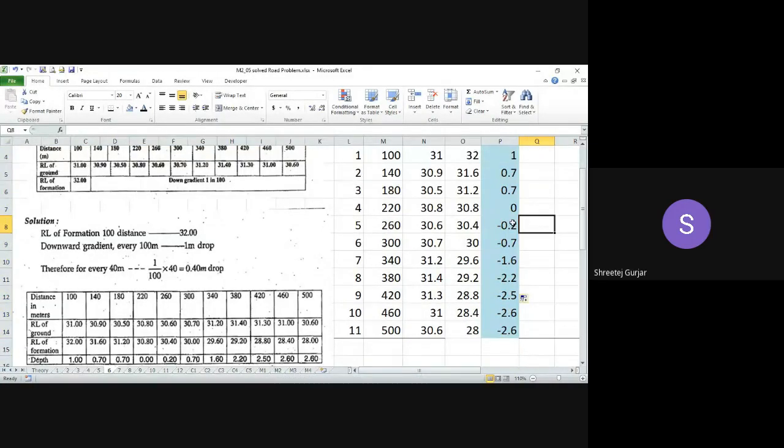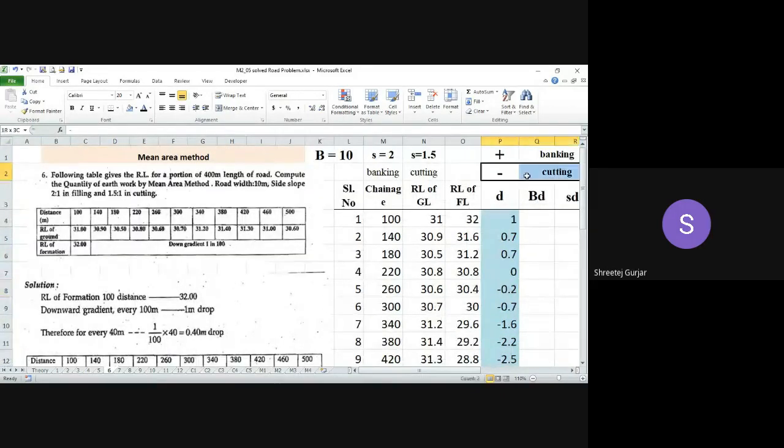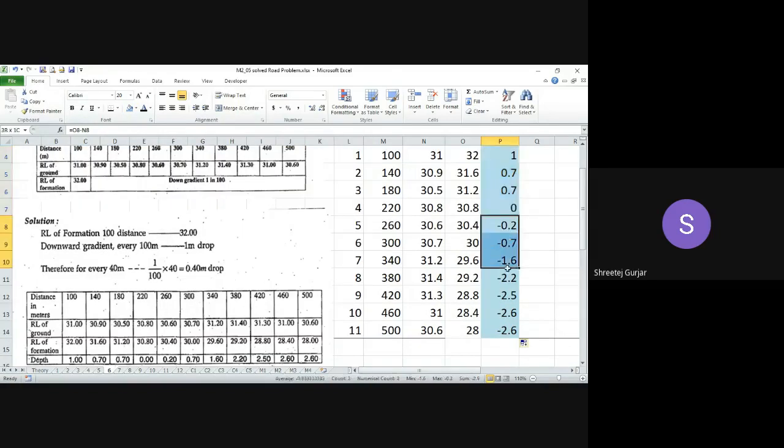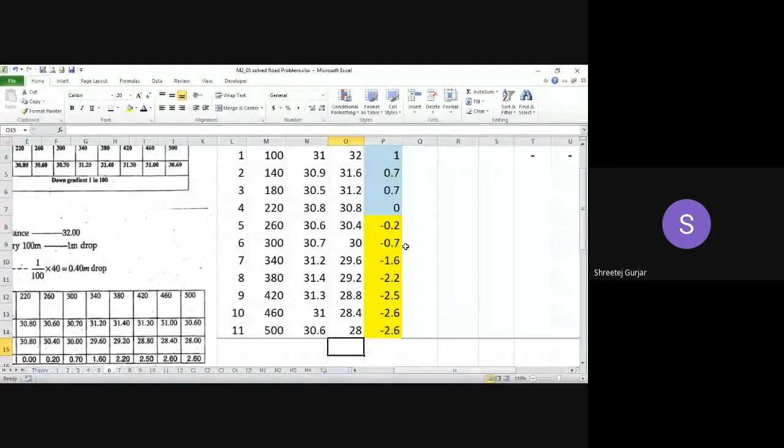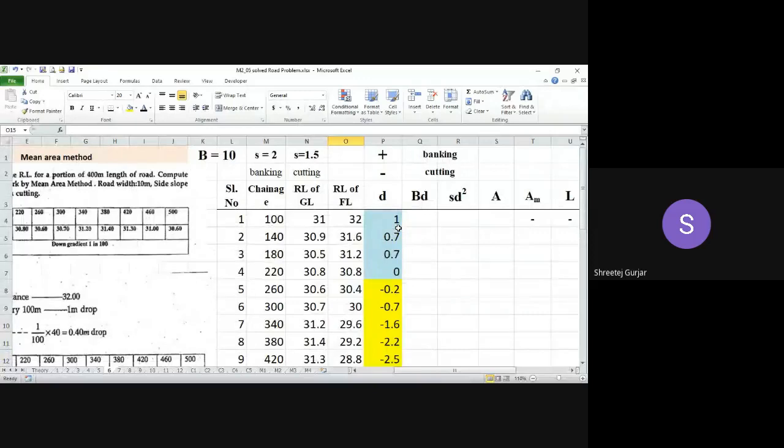So you can observe some values are negative. As I've told you, if it is negative, it is cutting, and if it is positive, it is banking. So I'll mark which are positive in blue color for banking, and whichever are negative, I will mark in yellow color. So they are in cutting. Cutting is removal of soil, the extra soil we remove. So it is called cutting.